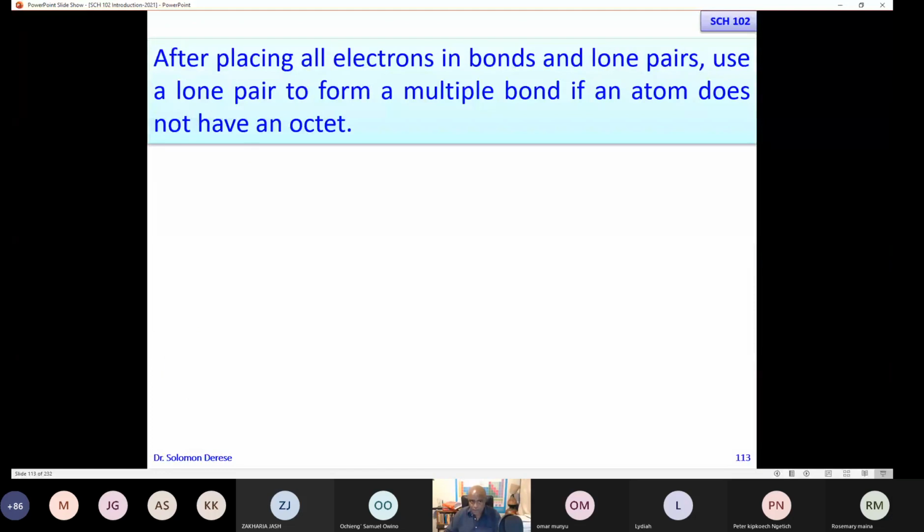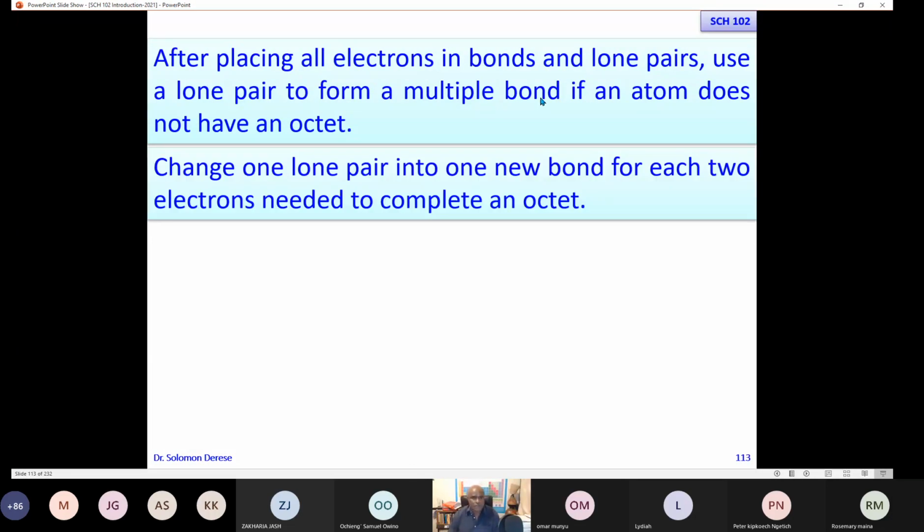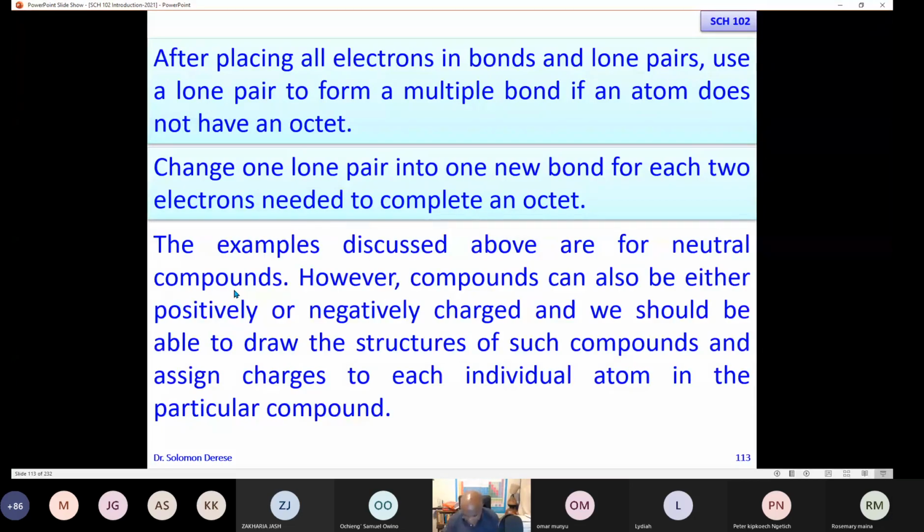So this is just after placing all electrons in bonds and lone pairs, use a lone pair to form a multiple bond if an atom does not have an octet of electrons. Change one lone pair into one new bond for each 2 electrons needed to complete the octet. This is what I have discussed.